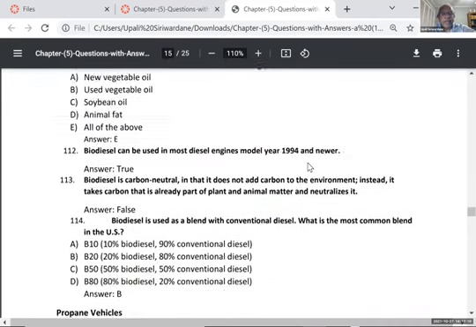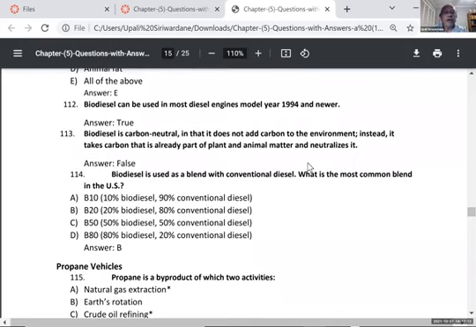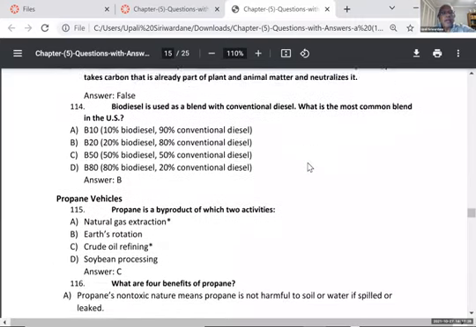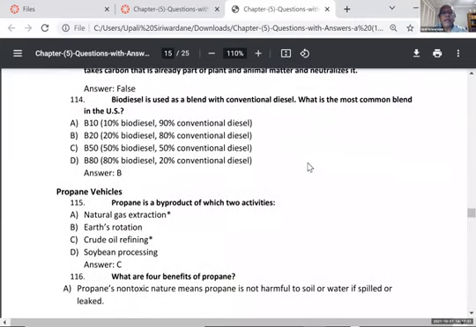Fat could be converted to biodiesel by the reaction of methanol. Biodiesel can be used in most engines built since 1994. True. Biodiesel is used as a blend with conventional diesel. What is the most common? Most common is 20%, 80.